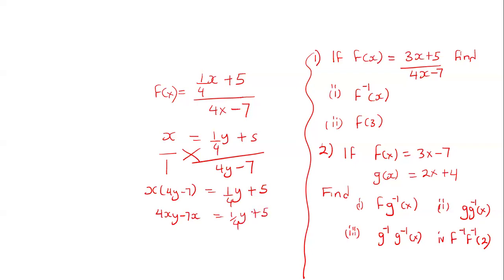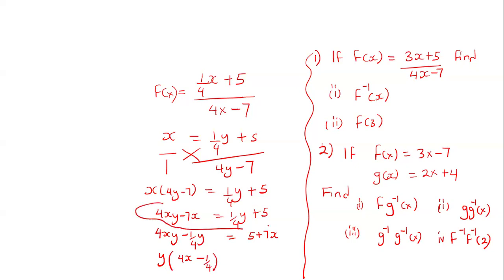Then make sure that all your y's are on one side. So meaning that I'll have 4xy minus a quarter y will equal 5 plus the 7x. Now, when you reach here, you will notice that y and y is common. So I can factor it out. So I get y into 4x minus a quarter.